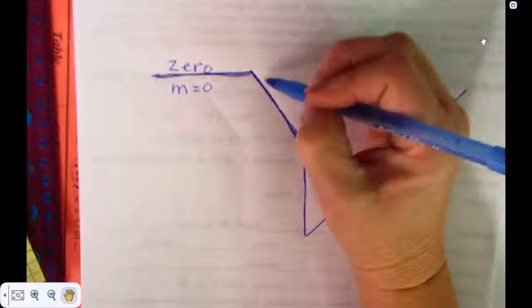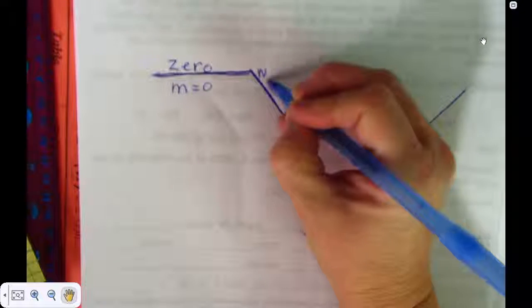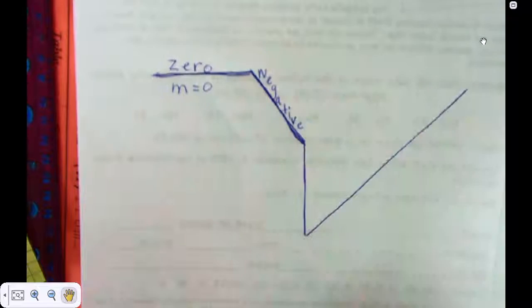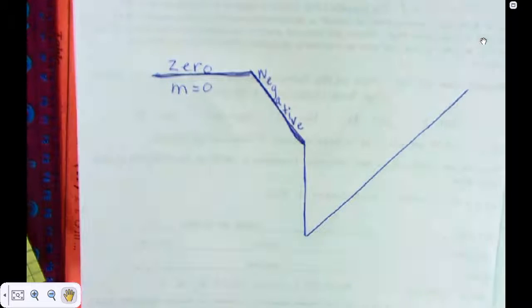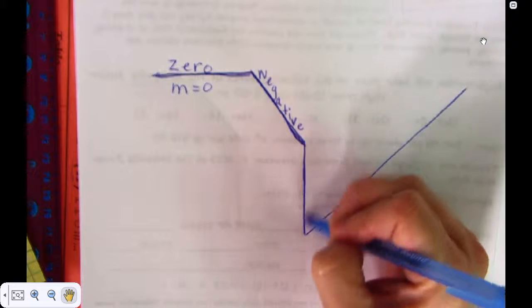Now, what is this slope? Negative slope. We don't have any numbers or anything, so we can't give the exact slope. We're just telling what kind of slope it is. It's a negative slope. Why is it negative? Because it's going down. Now, what about this one?